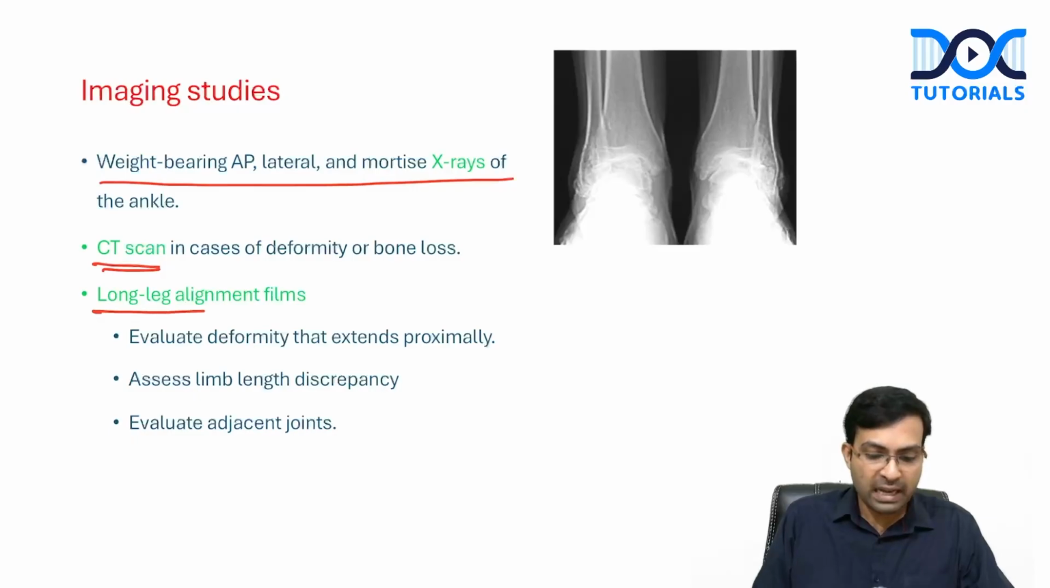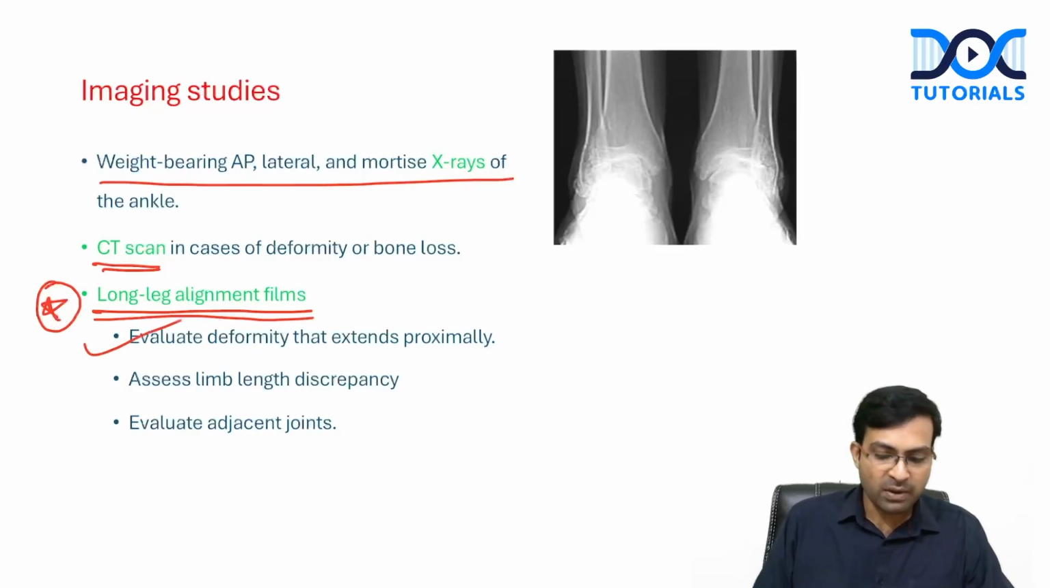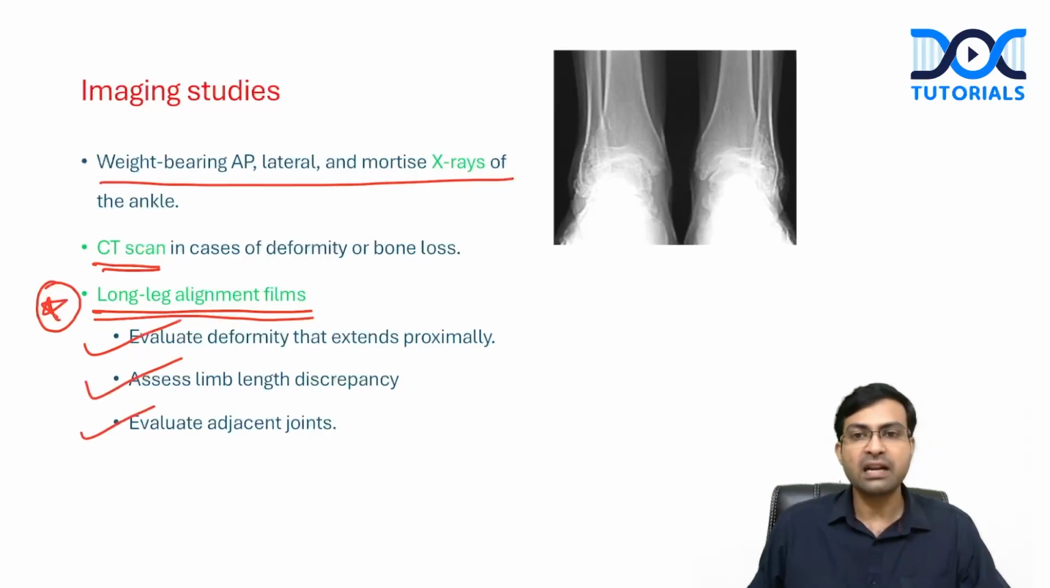And long leg alignment films or scanograms are very, very important for surgery. When you are planning a surgery, especially if there is a deformed limb, you must always take a scanogram. Otherwise, you have a difficult time in your surgery planning the alignment of the foot and the ankle. Now, long leg alignment films should absolutely be taken when you have to evaluate for deformity that extends proximally, to assess limb length discrepancy, and also to evaluate adjacent joints.